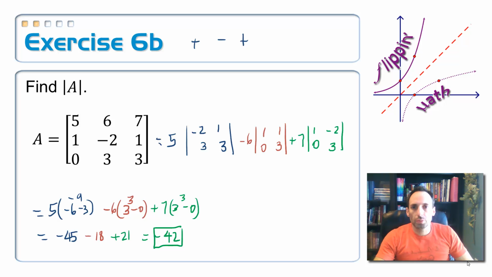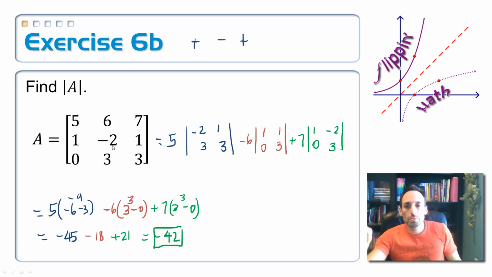So using expansion by minors, I'm putting myself a little reminder up here. It's plus, minus, plus. I'm going to first pull out the 5 and then cross out the row and the column that it's part of and find the 2 by 2 determinant, negative 2, 3, 1, 3, right there. And then I have a minus.